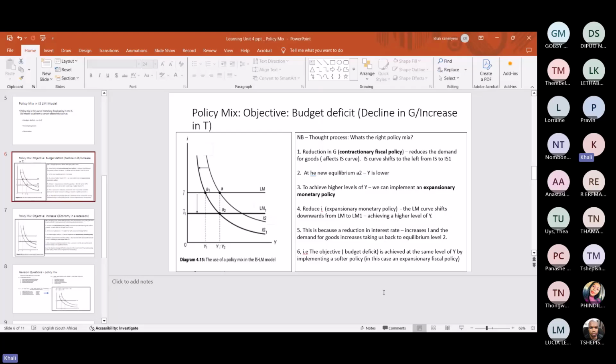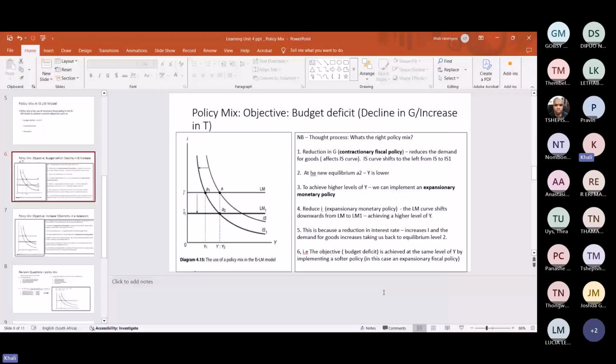If the government aims to reduce the budget deficit, what kind of policy would they employ? Would they employ a contractionary policy or an expansionary policy? They would employ a contractionary policy, right? If they were to employ a contractionary policy, which contractionary policy would they employ? The increase of taxes. Perfect. One, they could increase taxes. What other option would they have? Reduce government spending. Exactly. So they could reduce government spending.